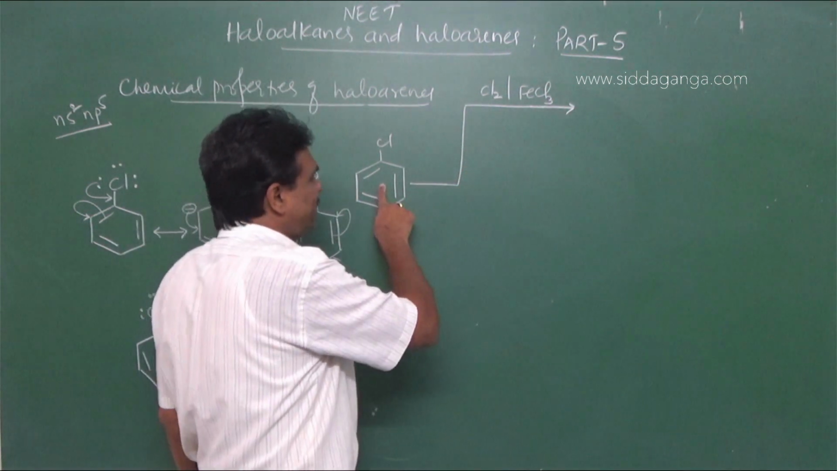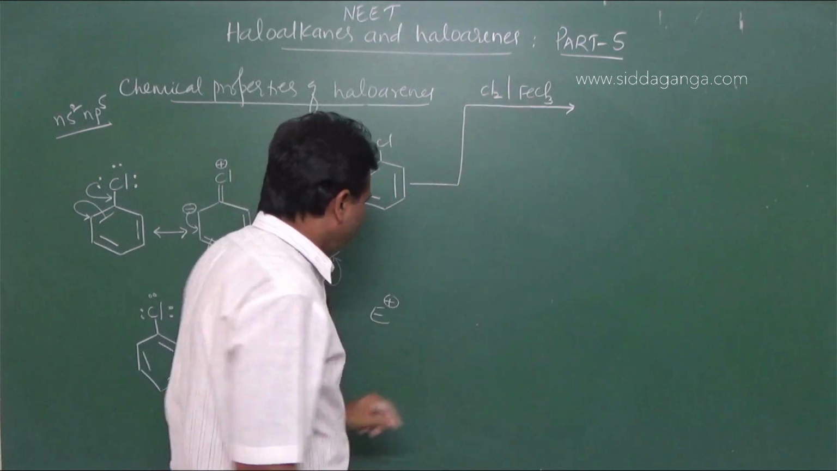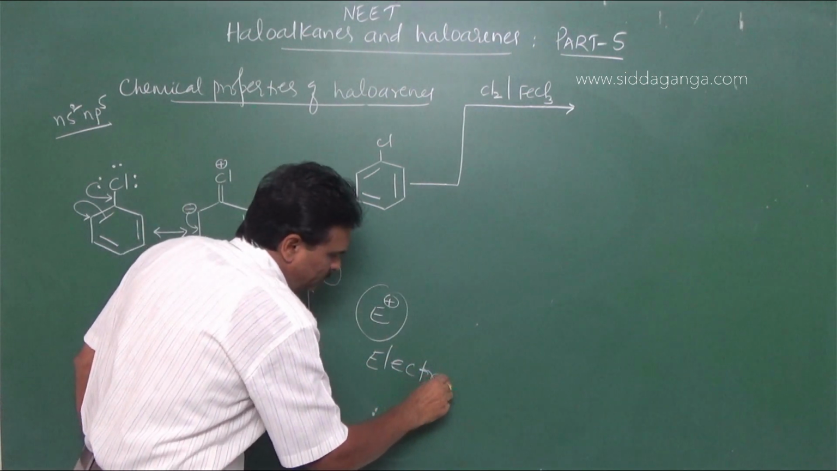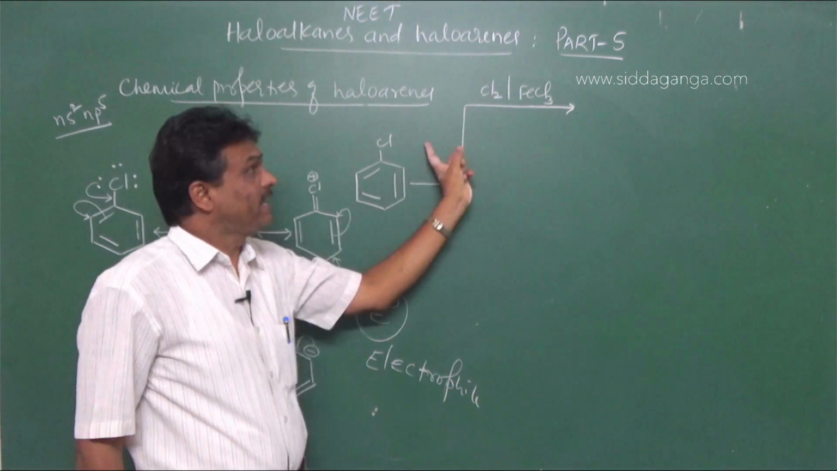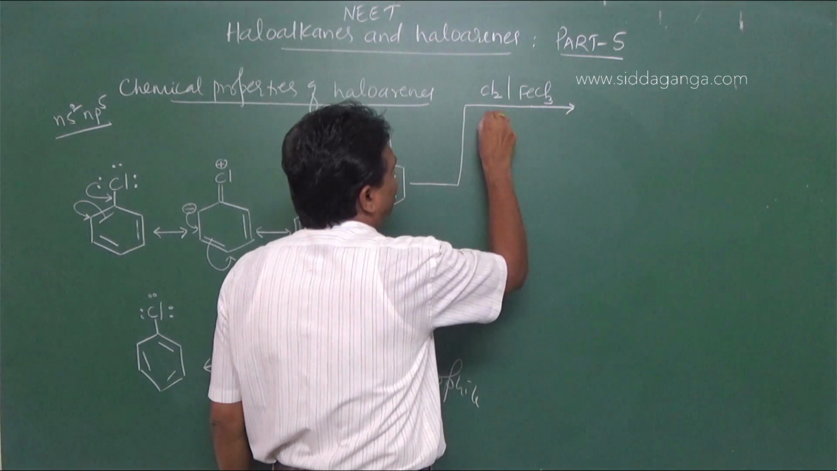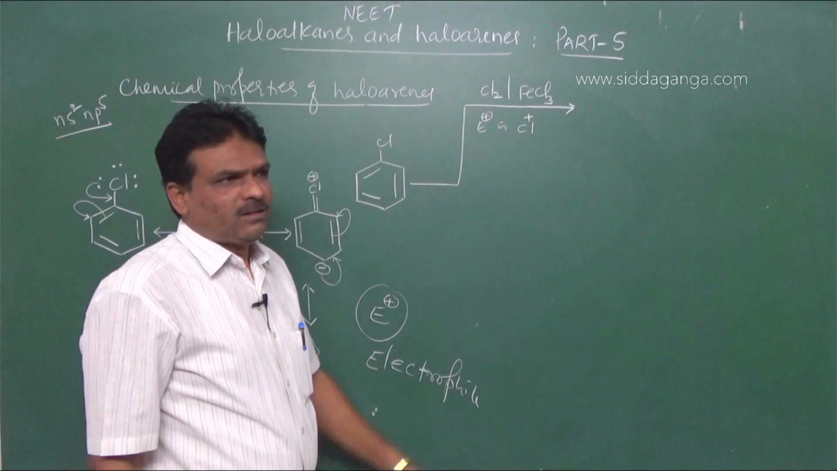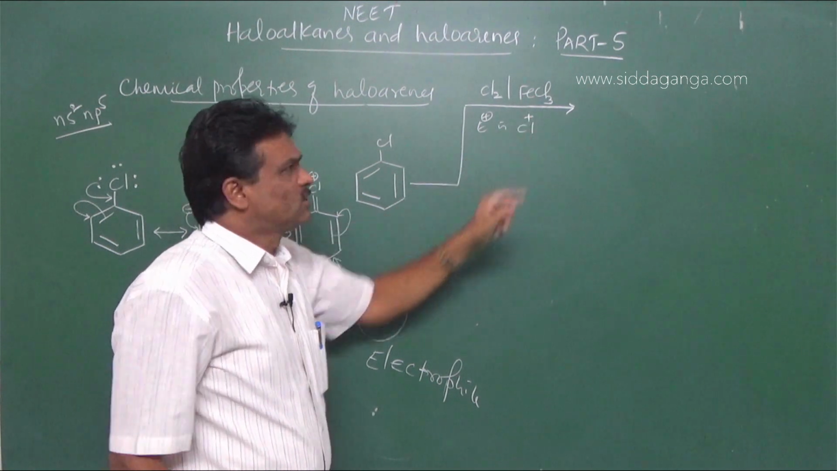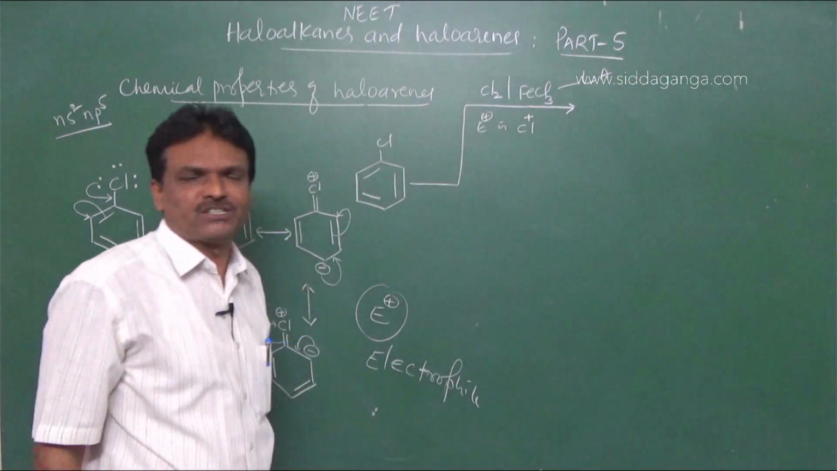So when chlorobenzene is heated with chlorine in the presence of ferric chloride, the active reagent is an electrophile. This electrophile is generated by ferric chloride in the chlorination of chlorobenzene. So the electrophile E plus is Cl plus. This chloronium ion is generated from ferric chloride. So this ferric chloride is a Lewis acid, electron deficient.